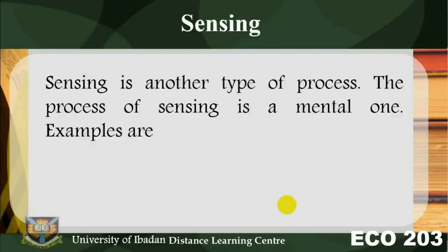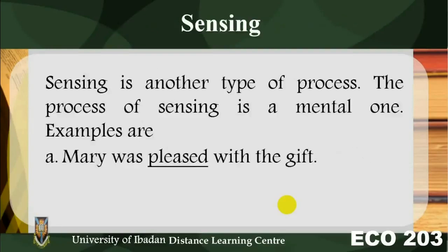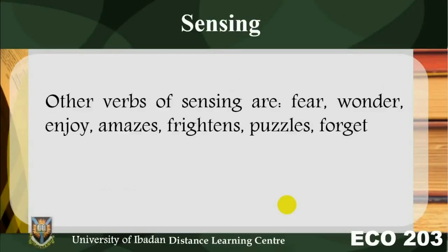B. Sensing. Sensing is another type of process. The process of sensing is a mental one. Examples are: A. Mary was pleased with the gift. B. She likes oranges. Other words of sensing are fear, wonder, enjoy, amazes, frightens, puzzles, forget.